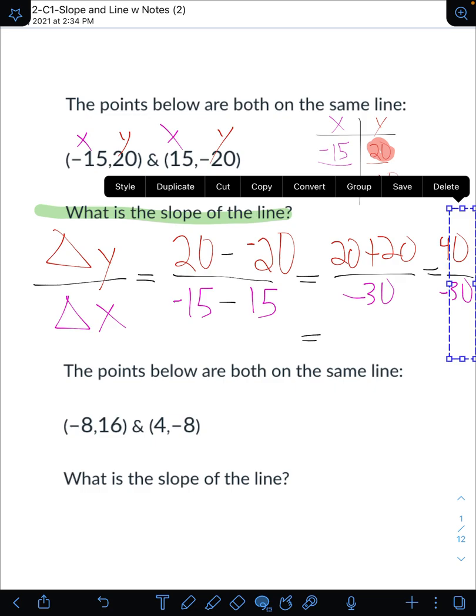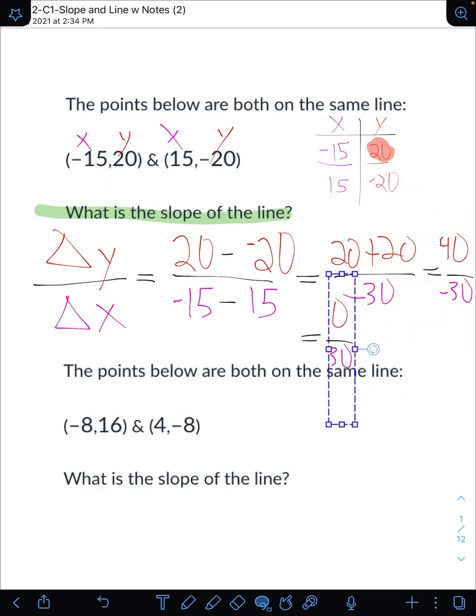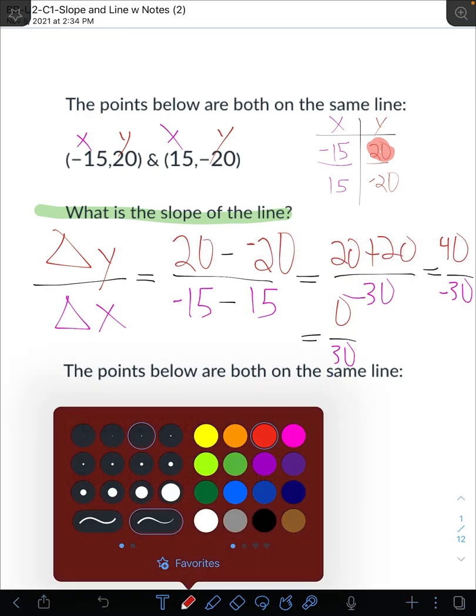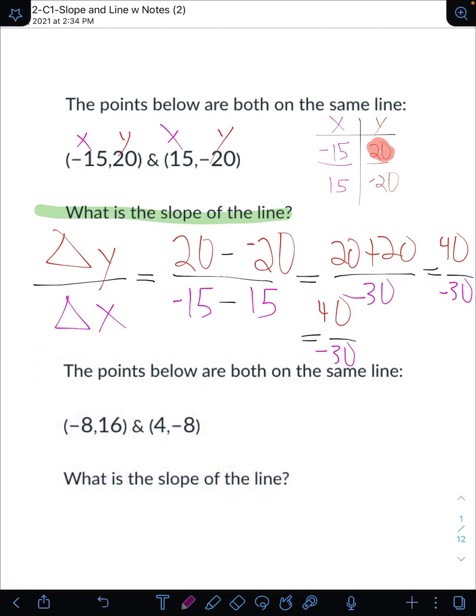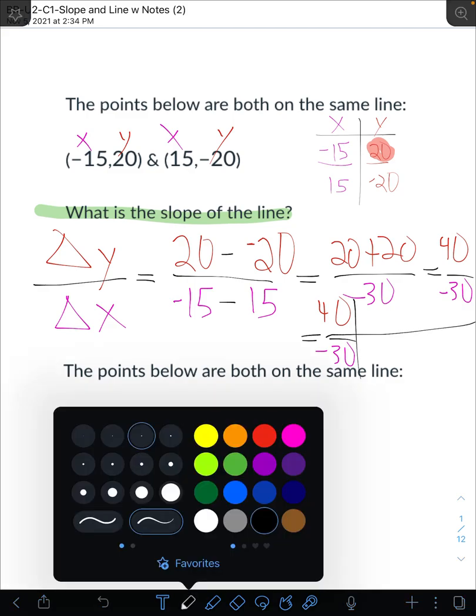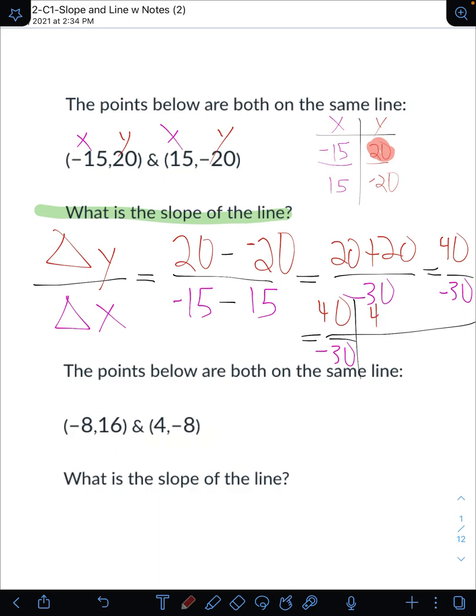So let's copy that. 40. And now what can we take out of both? Well, you can take out a 10. So divide these both by 10. I get 4 up top and then negative 3 at the bottom. Now, even though that is correct, I'm still not done yet. I got to do one more thing to find the slope. Some of you have already guessed it. You can't have a negative at the bottom of a slope. It just is a pain. So proper etiquette dictates you put the negative up top. So the slope is negative 4 over 3.